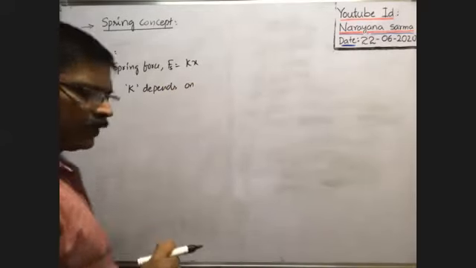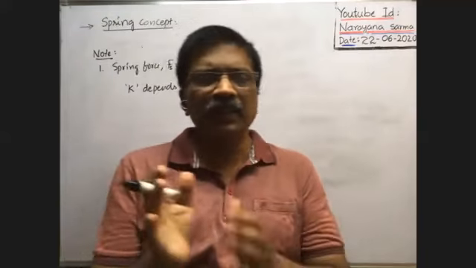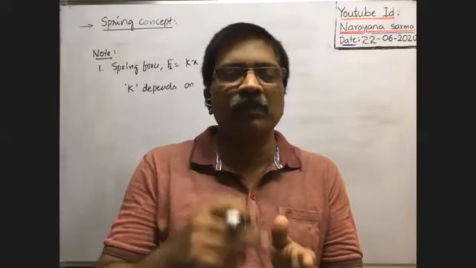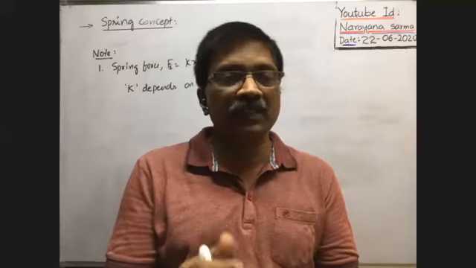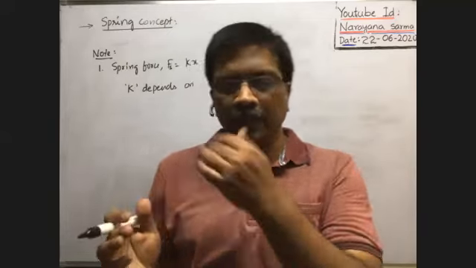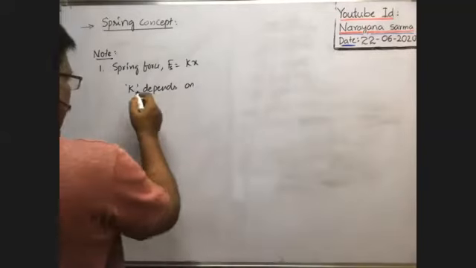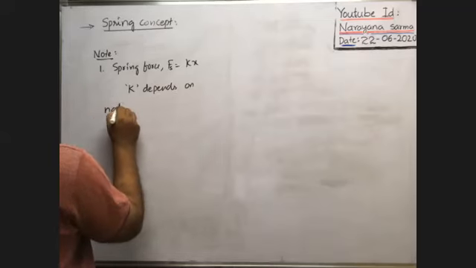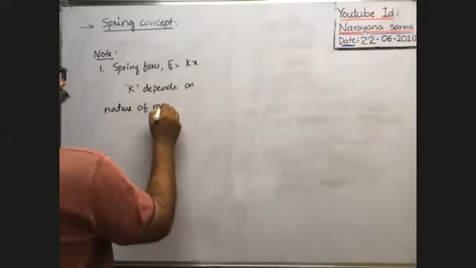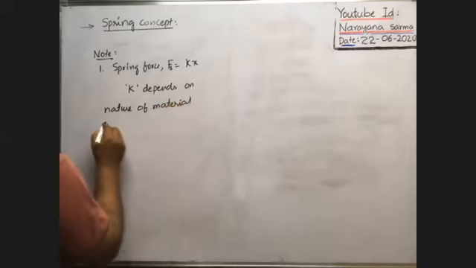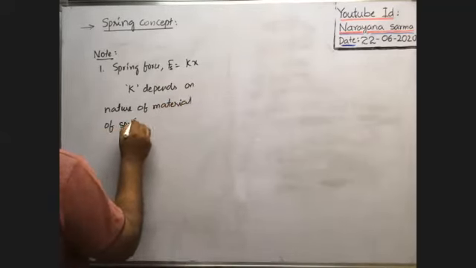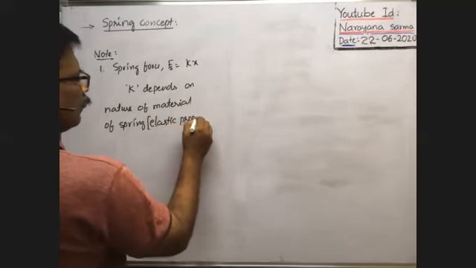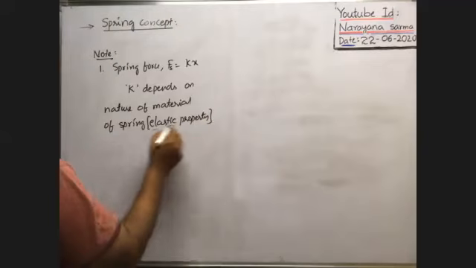the nature of the material of the spring. Here, the spring constant depends on the material with which the spring is made. Nature of the material means its elastic property. That's why the spring constant or stiffness constant of the spring depends on the nature of material of the spring, which means we can write elastic property. Okay, next.